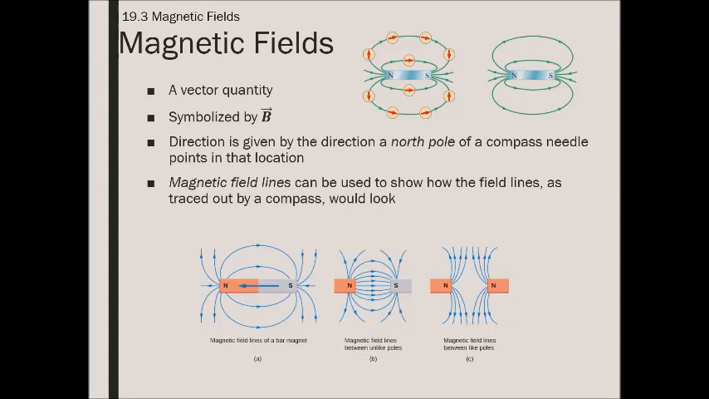Now we're going to talk a little bit more specifically on how a magnetic field looks around a magnet. And most of the time we're going to use a bar magnet because that's a convenient shape to be using. The magnetic field is like any other field. It is a vector quantity. It has a magnitude and a direction.